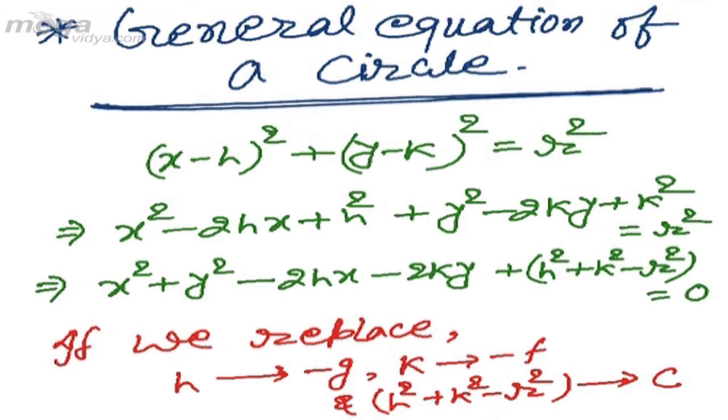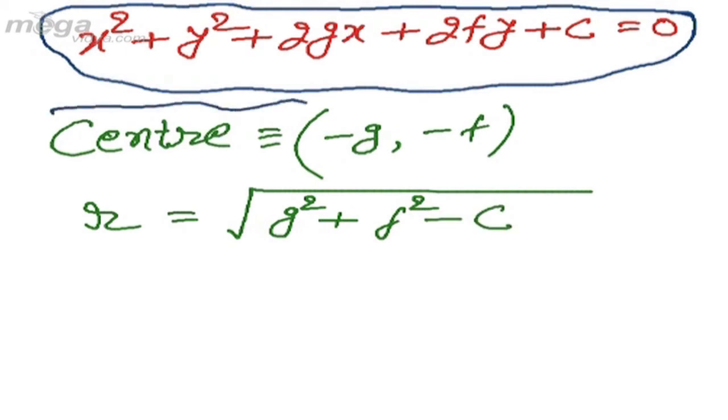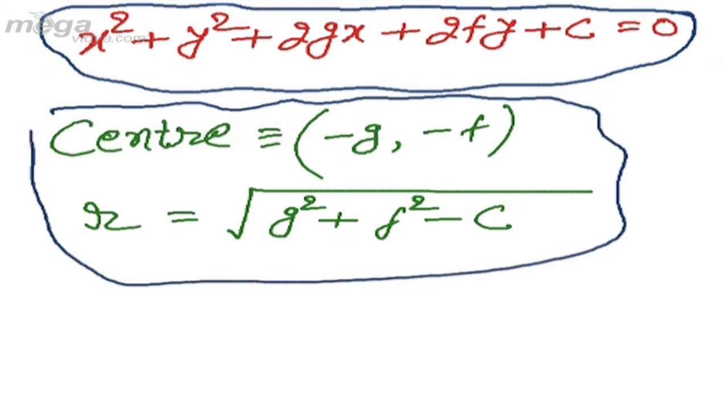So from here, r square is equal to h square plus k square minus c. So r is equal to root under h square plus k square minus c, and h is minus g, k is minus f. So finally it becomes root of g square plus f square minus c. So here this will be the center and this will be the radius when the equation of the circle is written in the general form.